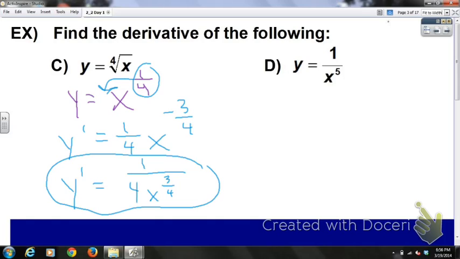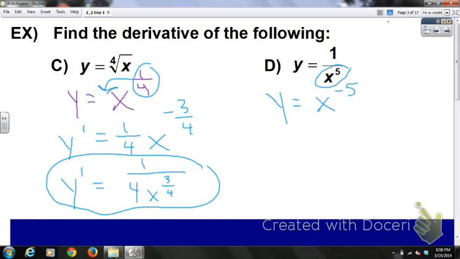Looking at D, we have y equals 1 over x to the 5th. We don't know how to deal with powers if they're in the denominator. So we can take something from the denominator and move it into the numerator by making its power the opposite. Therefore, y is the same thing as x to the negative 5th power.